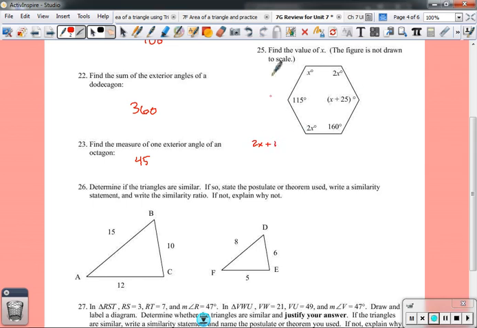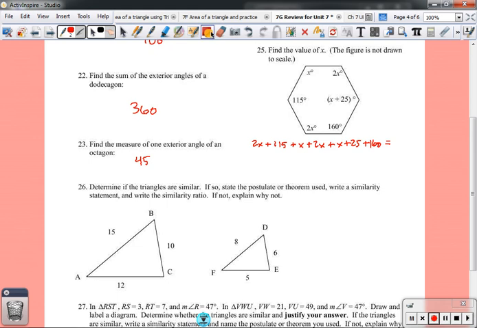All right, so find the value of x. The figure's not drawn to scale. I'm going to add up each angle, making sure that I've added all 6 of them. And then I'm going to set it equal to something.